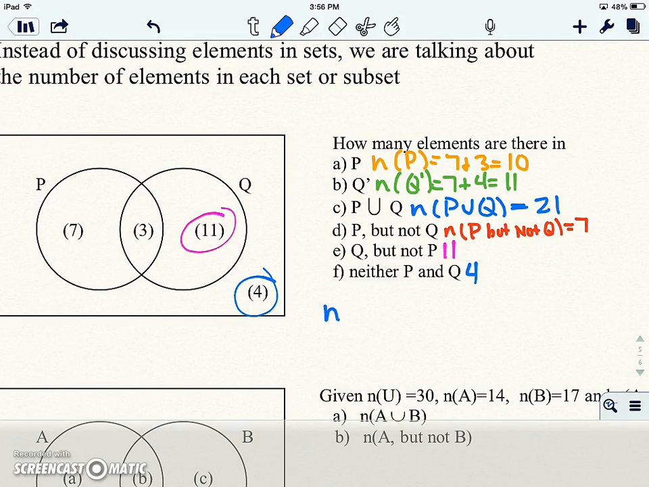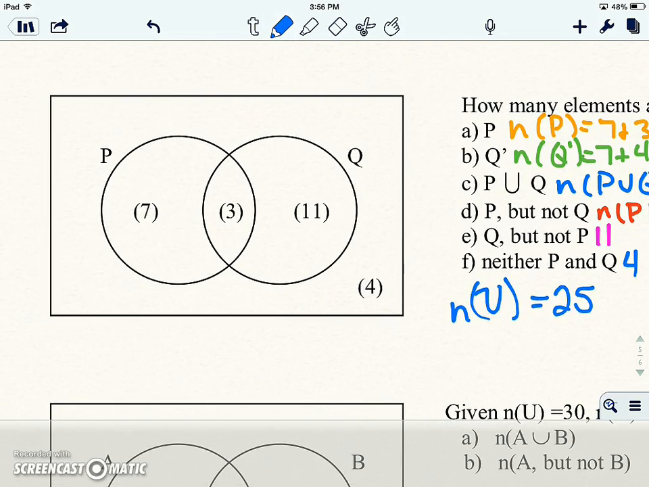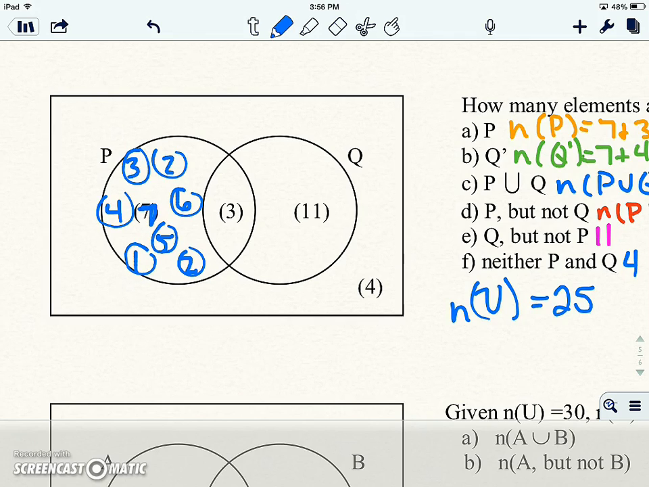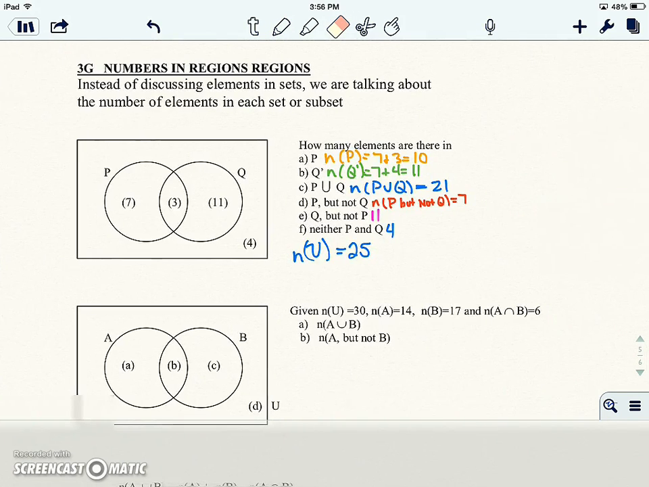And then if I ask what's the number in the universe, well, that's everything in the box. That's 10, 21 plus 4 is, we have 25 numbers we're talking about. And we don't know what the numbers are. This is just how many are in there. Maybe this is the number 2, 4, 5, 3, 2, 4, 5, 1, 2, and 6. That's 1, 2, 3, 4, 5, 6, 7 numbers. That's what it's saying, is there are 7 things inside of there. Okay, we just don't know what they are.